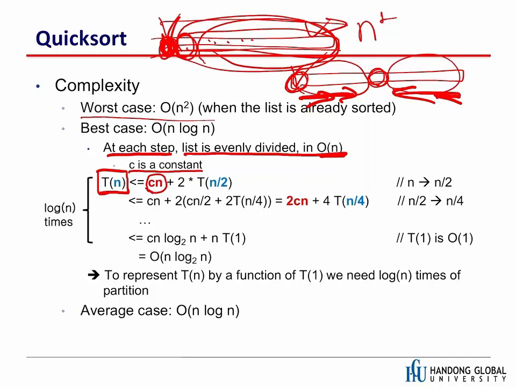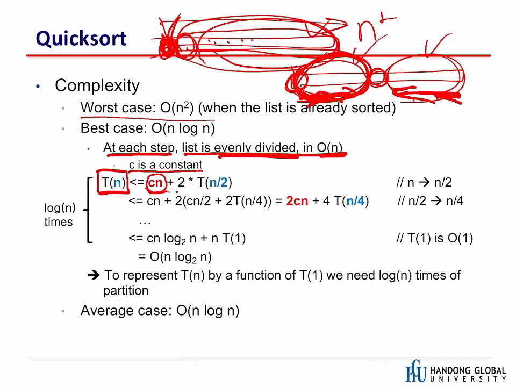So with some overhead, we have C times n here. And then after the partitioning, if it is evenly divided for the best case, then we have n over 2 elements on the left side and n over 2 elements on the right side. So we have to think about this one. We apply the quicksort algorithm to these n over 2 elements.